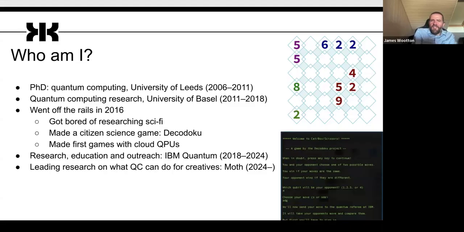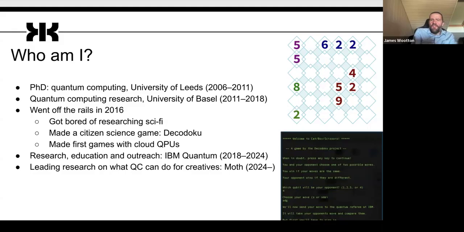It seemed like such a disconnect between what we were thinking about theoretically and what was actually being done in the lab that I kind of got bored of researching sci-fi and wanted to do something of more direct appeal and impact to the taxpayers who were funding me at that time. That was during my PhD at the University of Basel. So I took a year and got some funding to make a citizen science game which was called Decodoku.